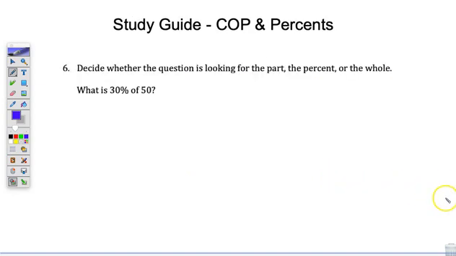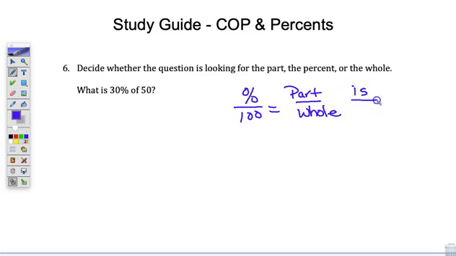In question 6, decide whether the question is looking for the part, the percent, or the whole. Obviously, with this one, you have to know what the percent formula is. Percent over 100 equals part over whole. And again, if the words is and of do help you, this is something you should be memorizing before you take the quiz.